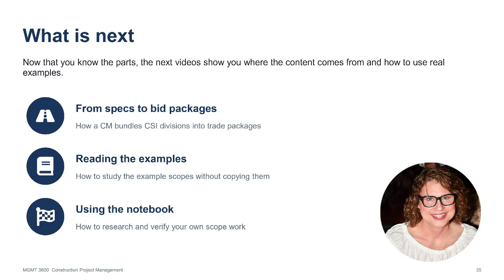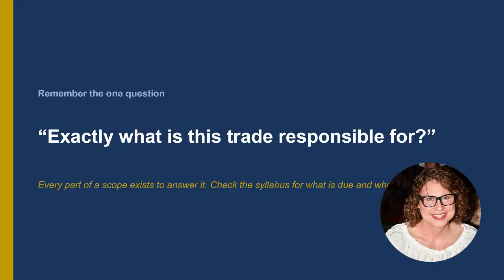A few more videos and you will have everything you need to take a serious swing at writing your own scope. I will leave you with where we started. Every scope of work answers one question. Exactly what is this trade responsible for? Every part of a scope exists to answer that question more clearly. As you go into your own scope work, that is the question to hold in your head. If something you are writing makes the answer clearer, keep it. If not, cut it. The discipline of scope writing is the discipline of clarity about responsibility.